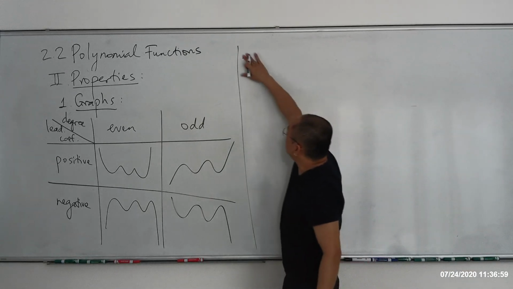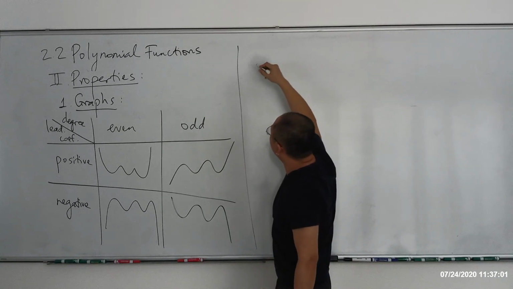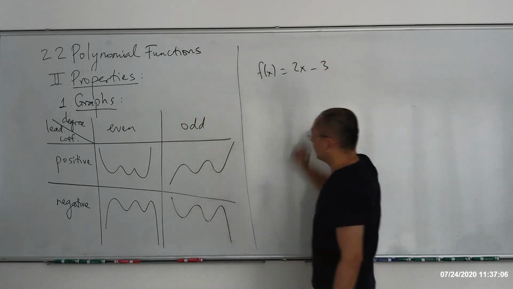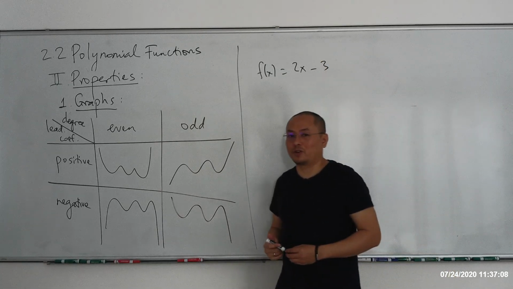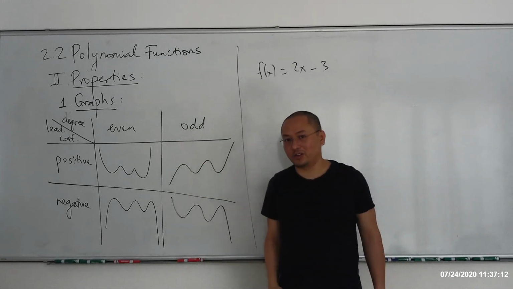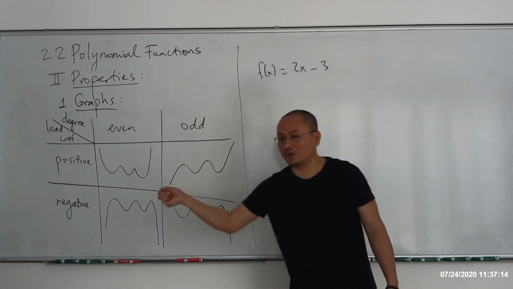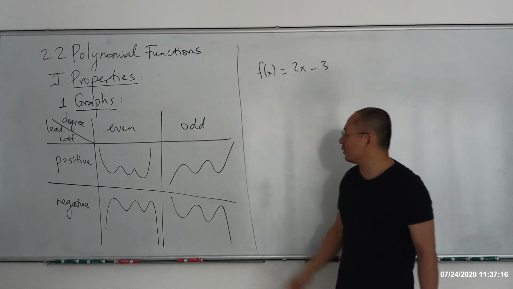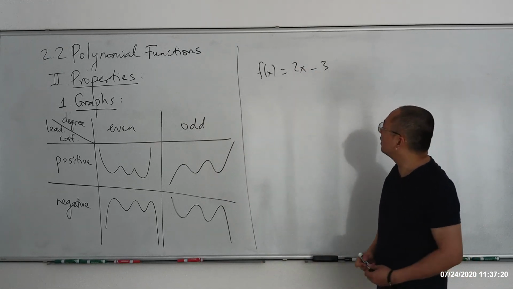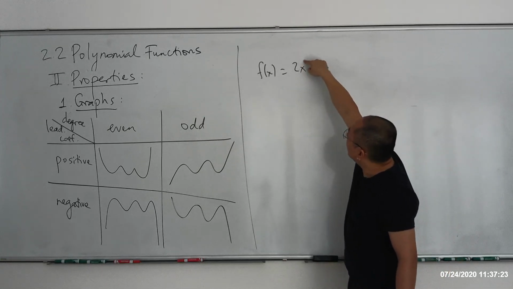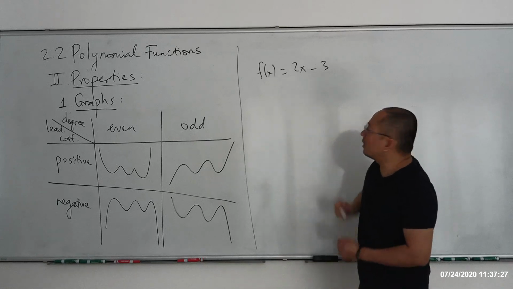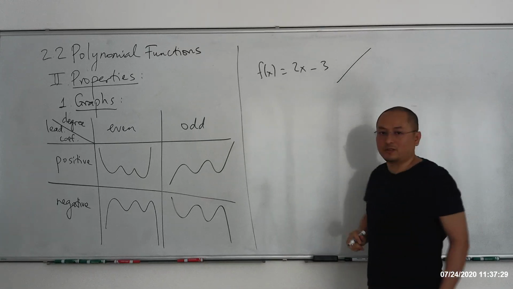Take a look at the easiest one, say a linear function, f of x equal to 2x minus 3. Of course, we don't talk about trivial cases here, polynomial of degree 0, a horizontal line, or degree -1, still the horizontal line y equals 0. That's trivial. Talk about polynomials of degree 1 or higher. Let's apply the table right here. This is a polynomial of degree 1. 1 is odd. Leading coefficient is 2. And you know that this is a line. Positive slope goes up, right?